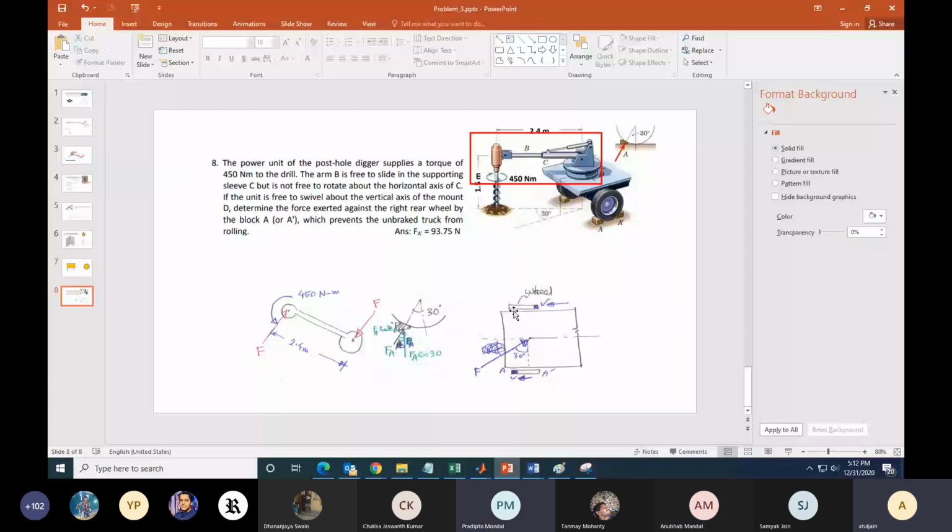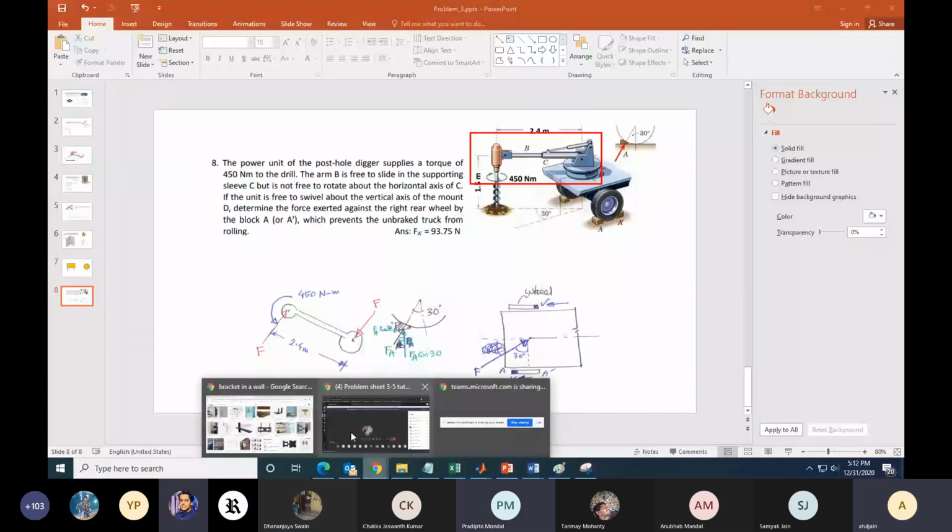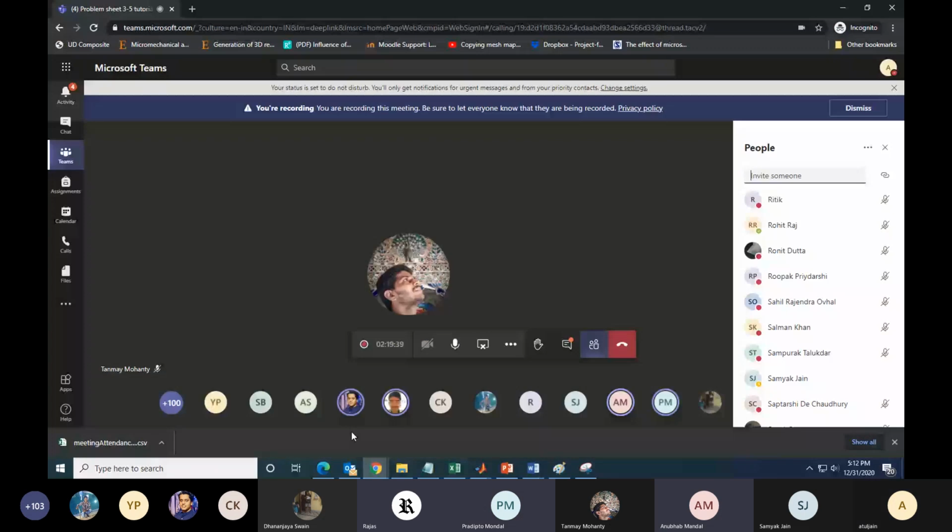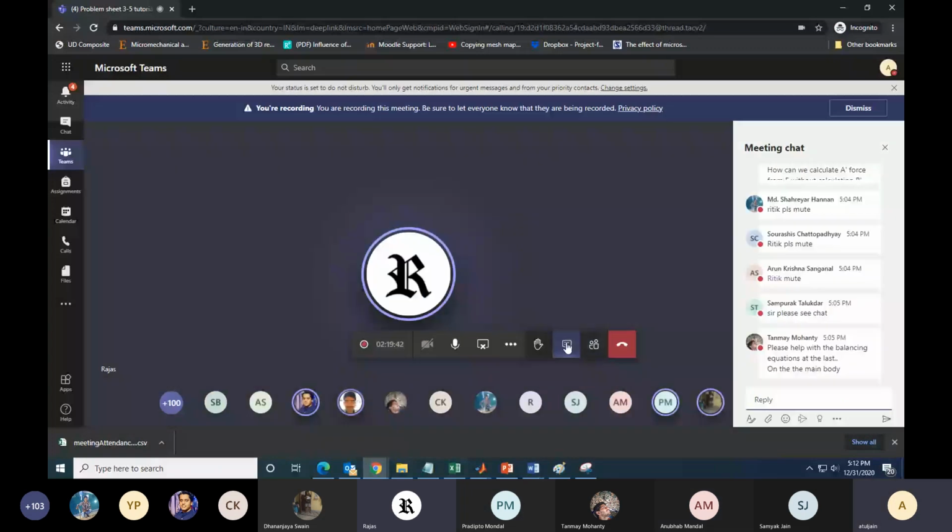I just wanted to say that the force exerted by the blocks in question number 6 will also be radial. So the component will also be there. Yes, sir. For question 6 too, many people are talking together. Wait. Question number 6, I was coming to that.